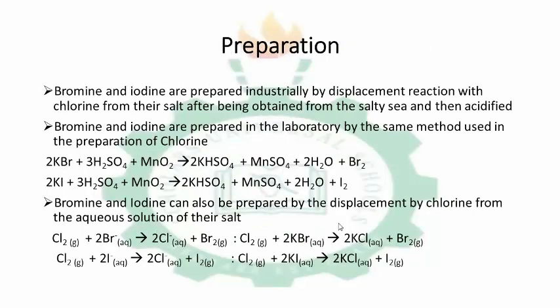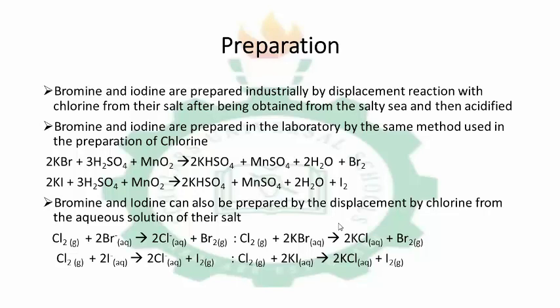And to their preparation. Bromine and iodine are prepared industrially by the displacement reaction with chlorine from their salt after being obtained from the salty sea and then acidified. We're not going to talk about the displacement reaction here, but we're still going to talk about it when we discuss the laboratory preparation, the second method of preparing bromine and iodine in the lab.